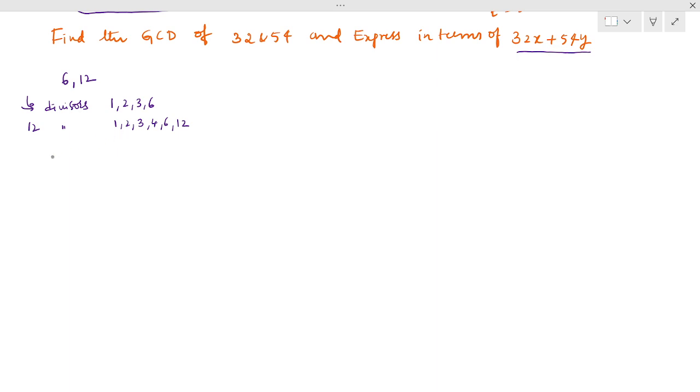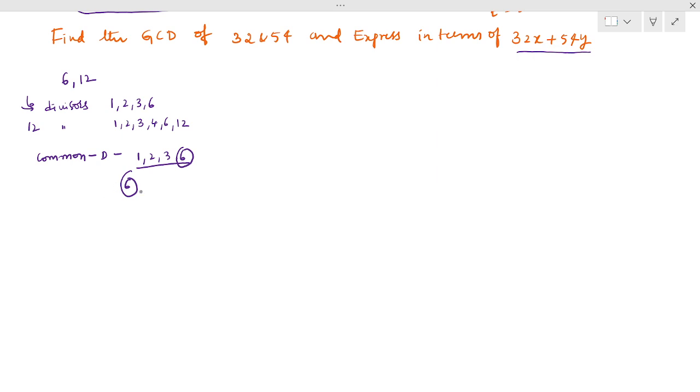Okay, now let us find the common divisors here. Common divisors are 1, 2, 3 and 6. Out of these 4, which one is the greatest? The greatest one is 6. Therefore, the GCD of 6 and 12 is 6.